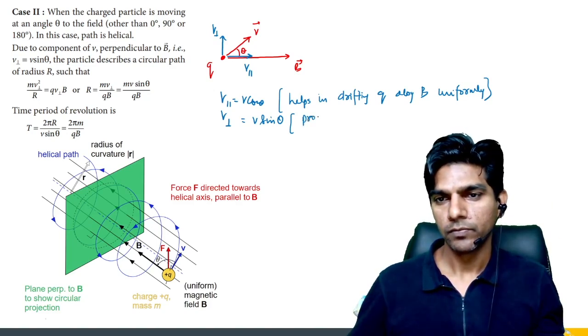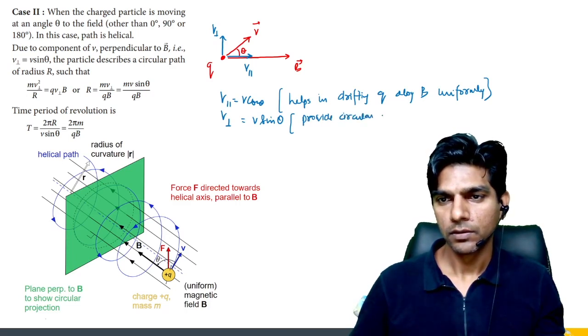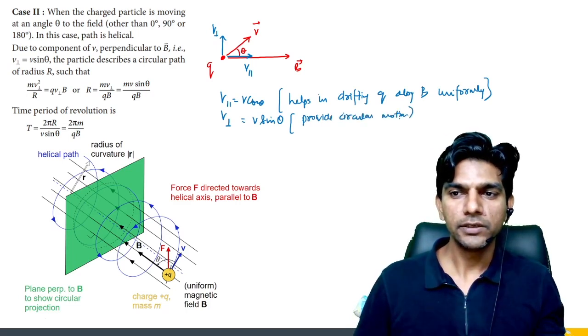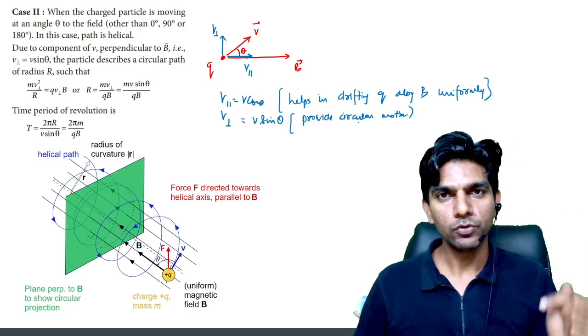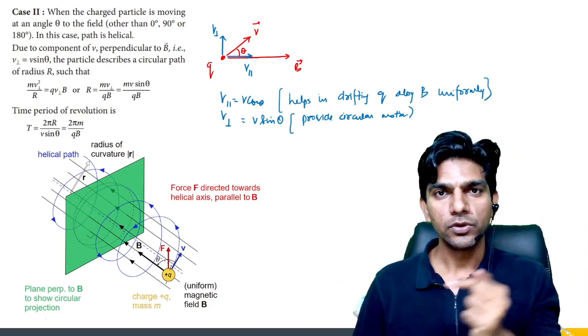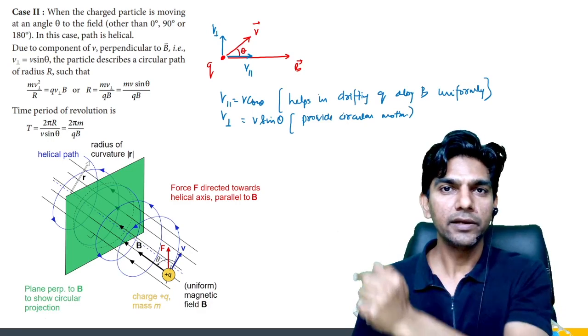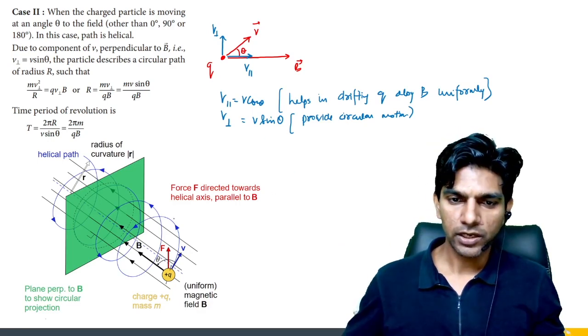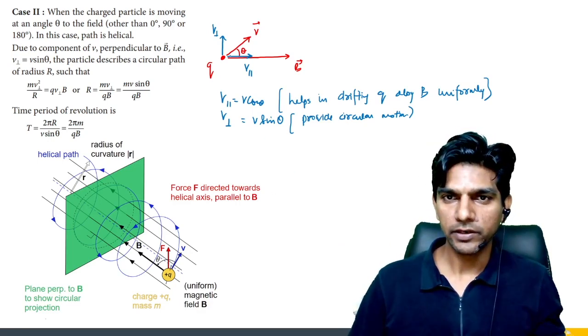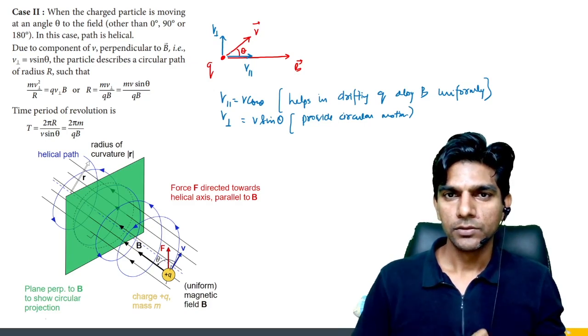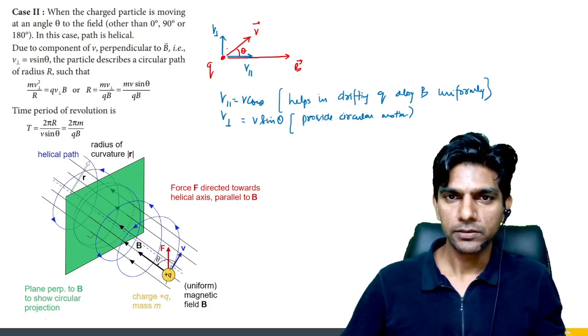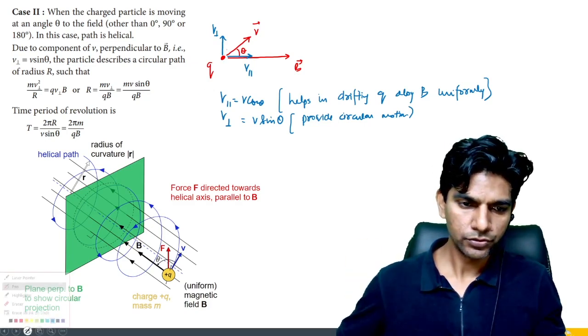Now if we club both these motions, we have a circular motion and there is a drift. So if I club this, you will get a helical path. So in this case, the charged particle will move in a helical path. So let me show you. So v cross b, so it is going like this.